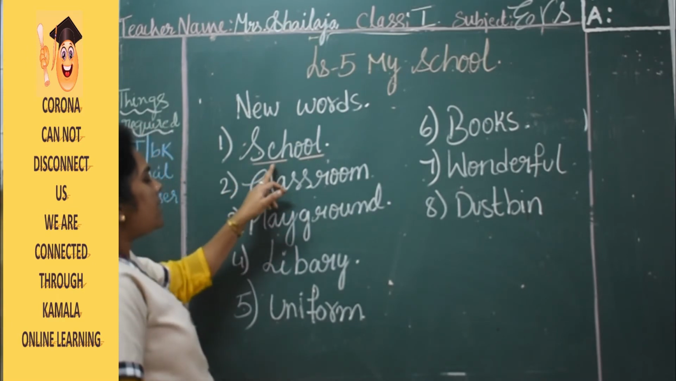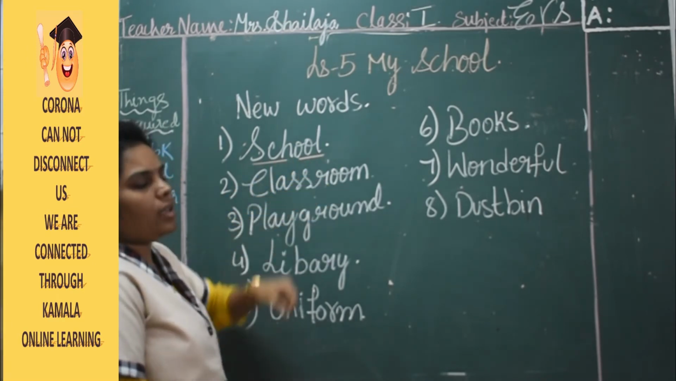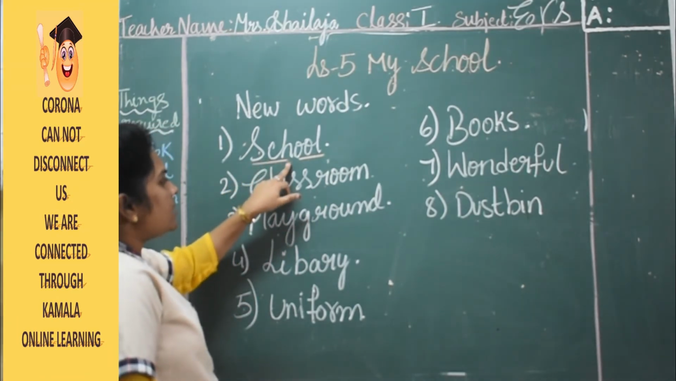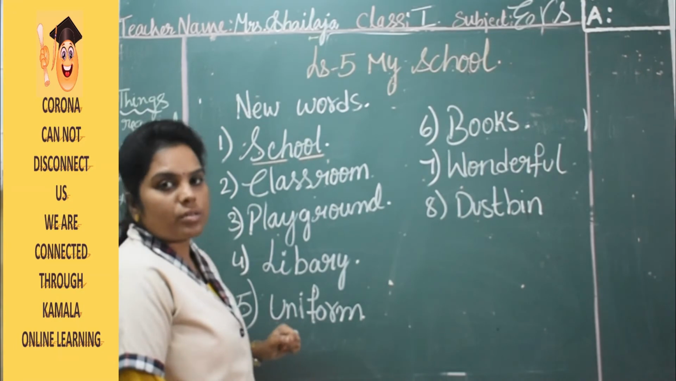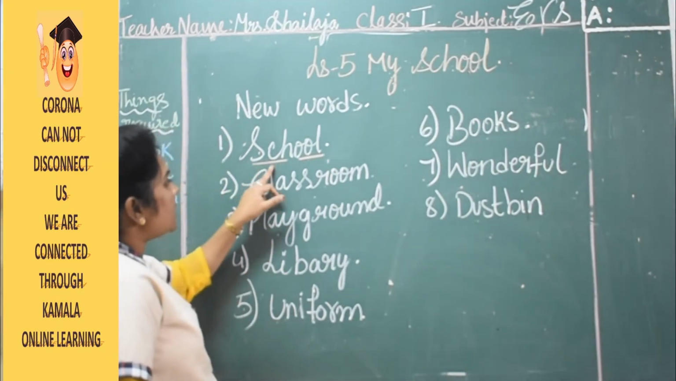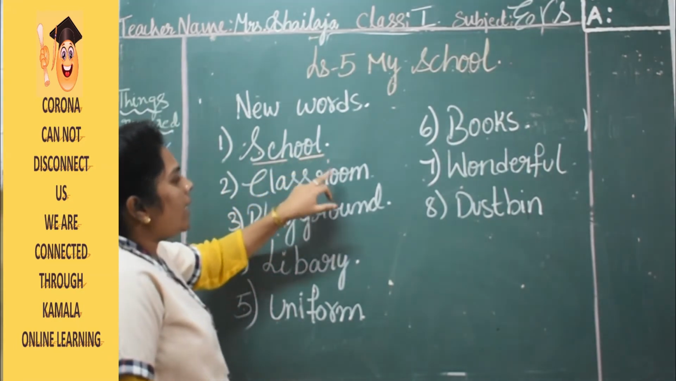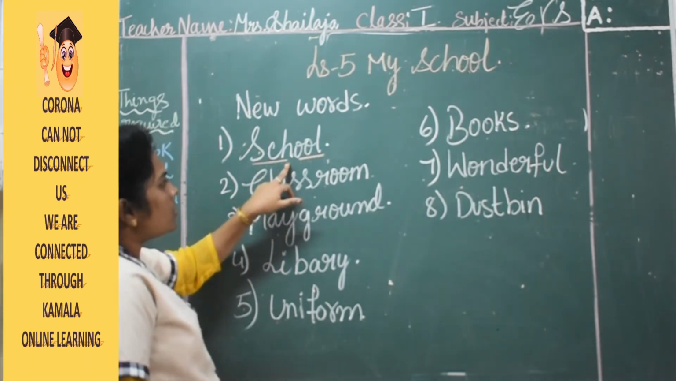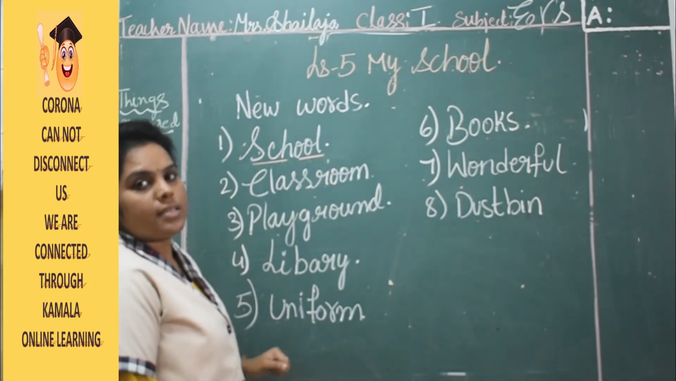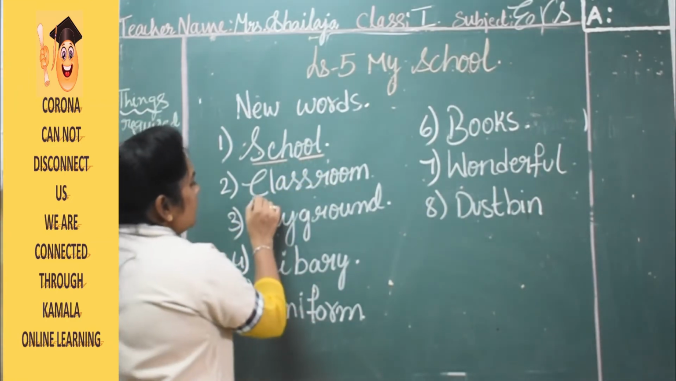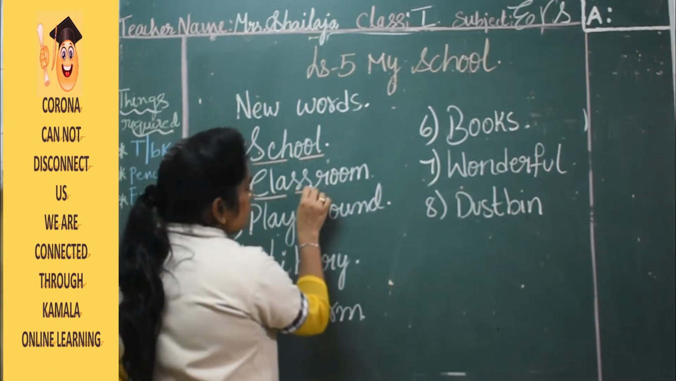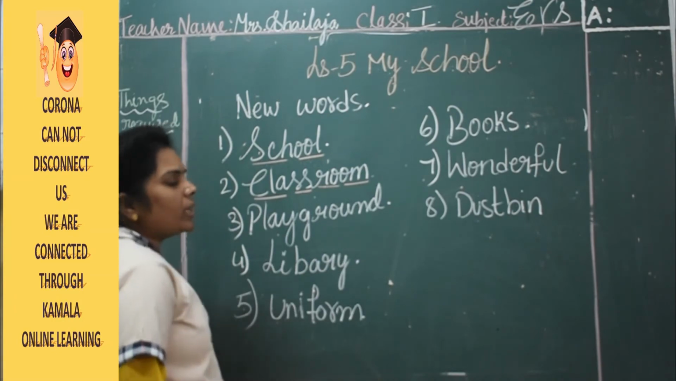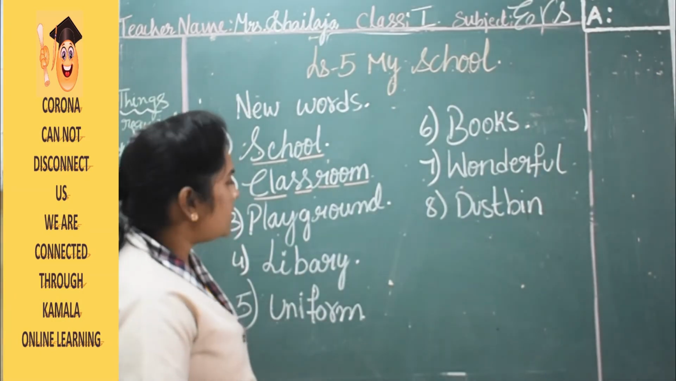For example, S-C-H-O-O-L, school. Okay, children, read after me. S-C-H-O-O-L, school. Again, S-C-H-O-O-L, school. Now next one, C-L-A-S-S, class. R-O-O-M, room, classroom, okay?